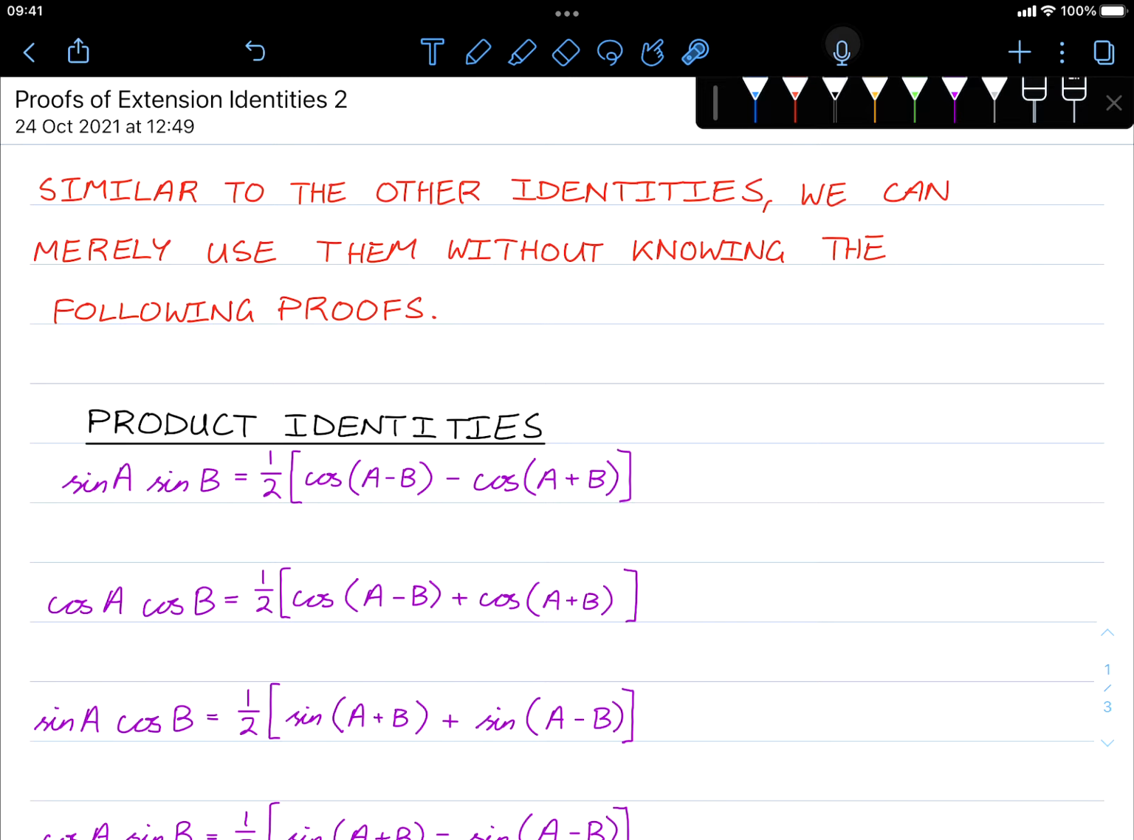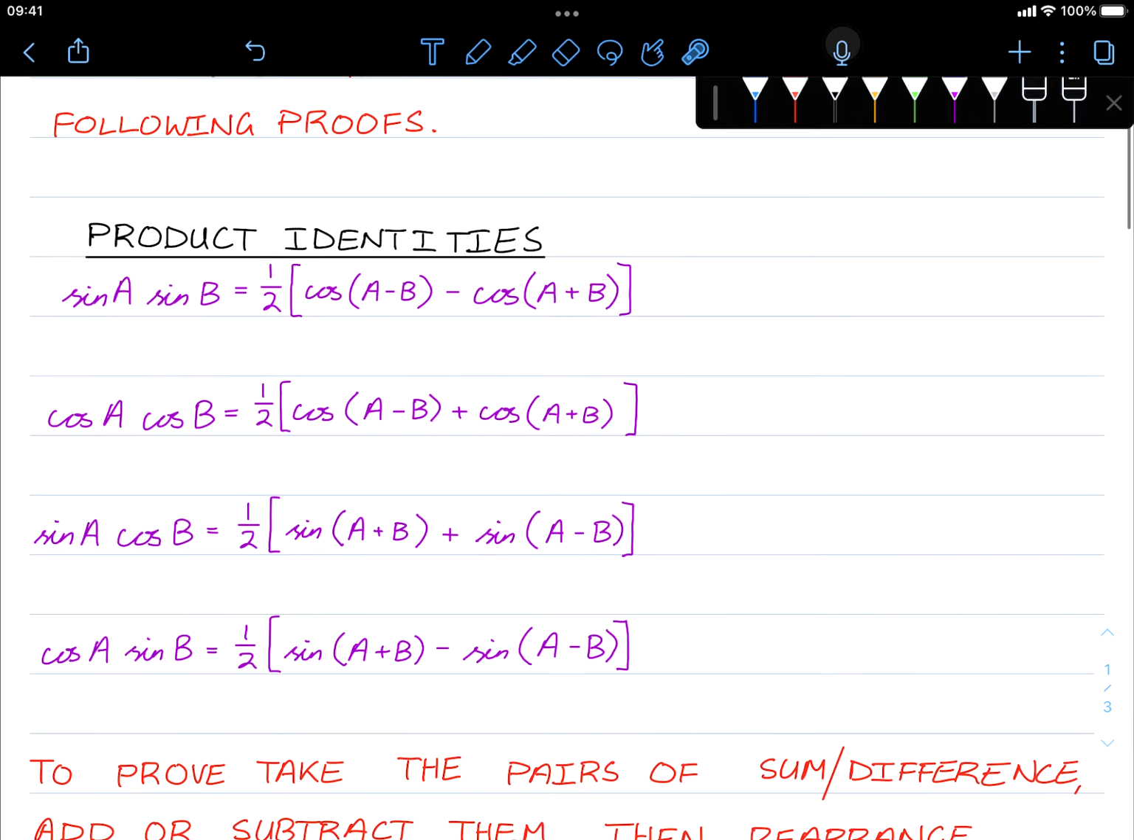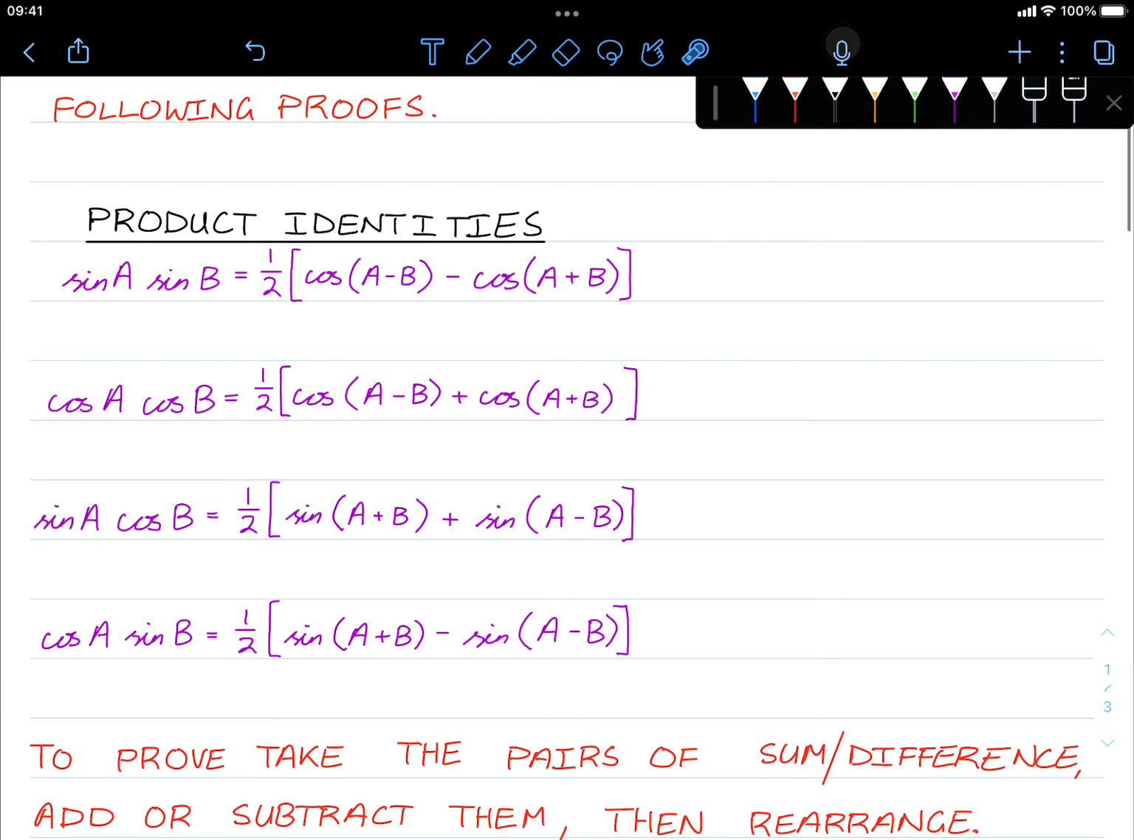Hello class, this is a video tutorial on the proofs of extension identities part 2. So similar to the other identities, we can merely use them without knowing the following proofs. In this set of proofs, we're looking to prove the product identities.